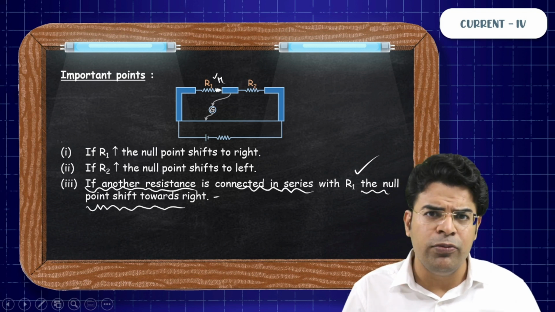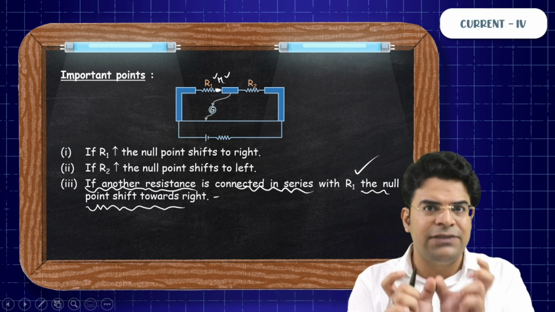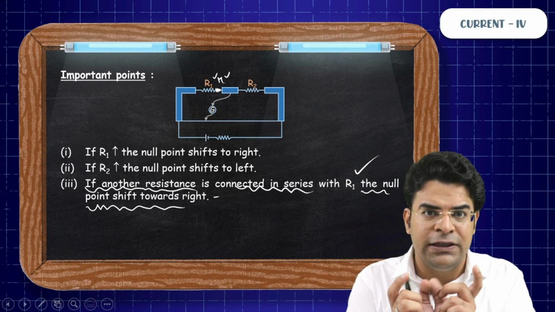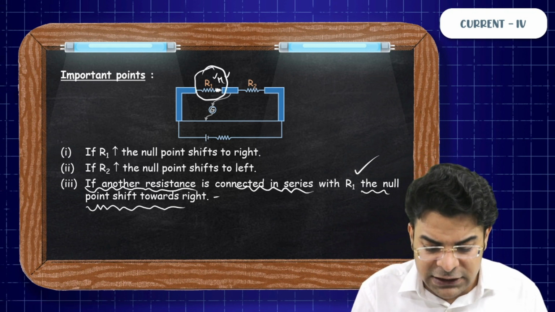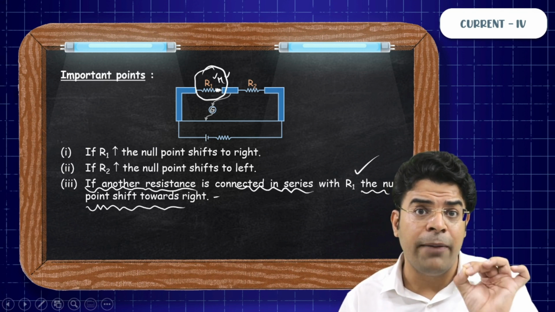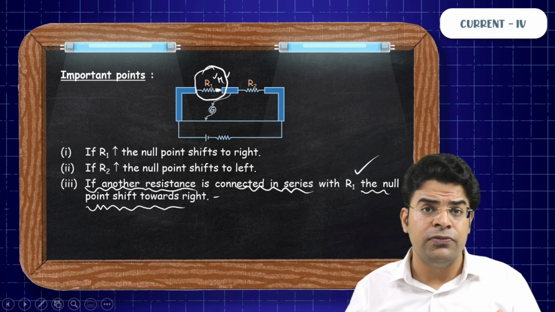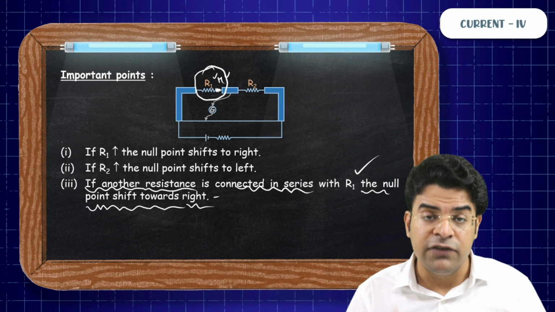Doesn't this have to be true? Why? Sir, if you place one more resistance in series with R1, the overall resistance placed in the left gap increases. And if the overall resistance placed in the left gap increases, then X should increase so as to balance the ratio. That's why the null point will shift towards right.